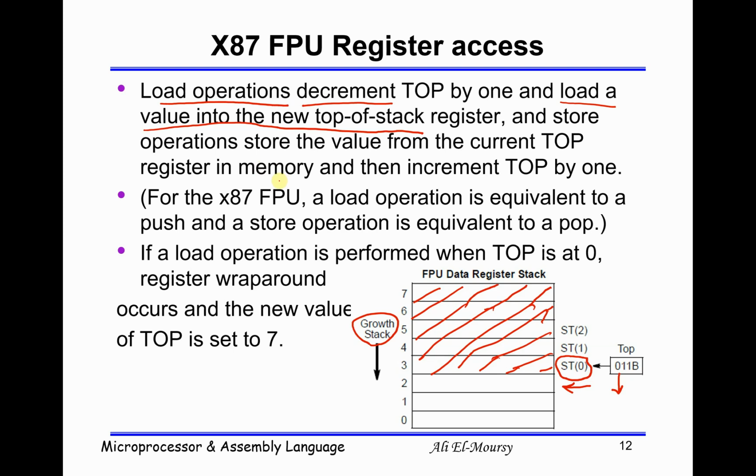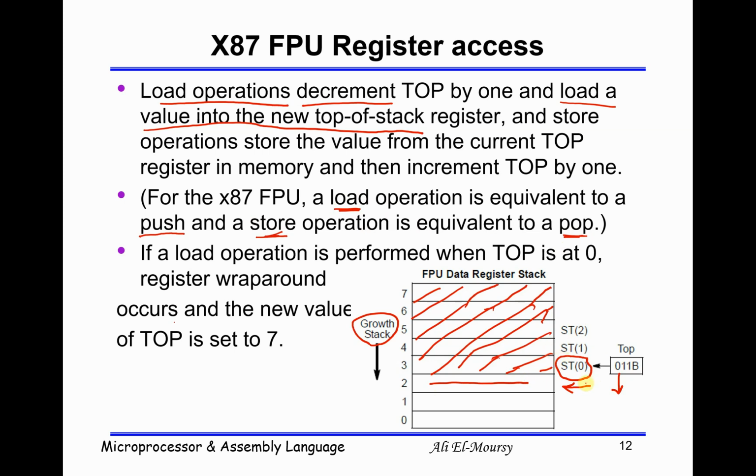So for the x87 floating point unit, a load operation is equivalent to a push. So the load instruction is kind of pushing, and the store is pop. So that means when I'm loading, I'm effectively ordering the top of the stack to shift one place down and get the data from the memory and put it here in that location.